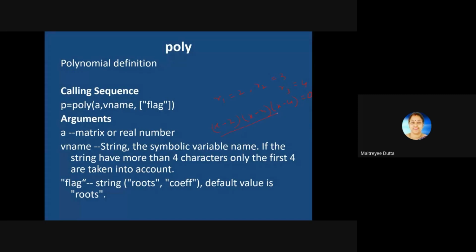When you multiply it, what you will get? X square minus 5x plus 6 multiplied by x minus 4. Let me take another color so that it will be clearer to you.